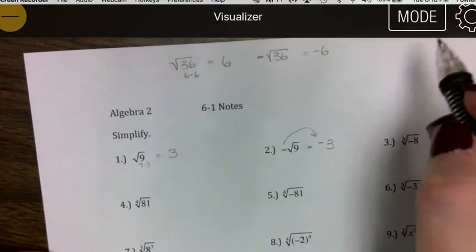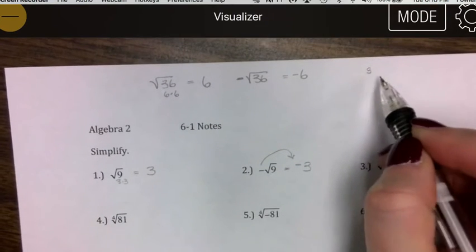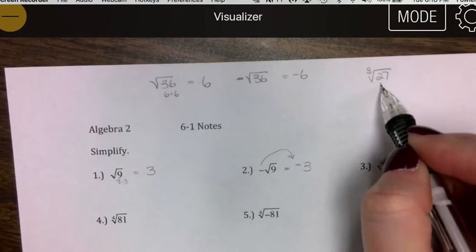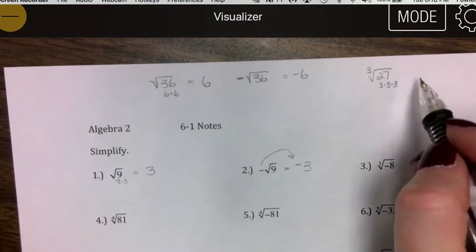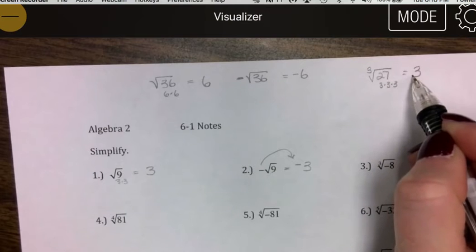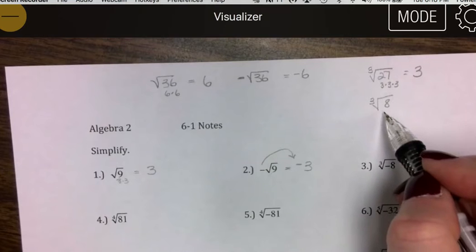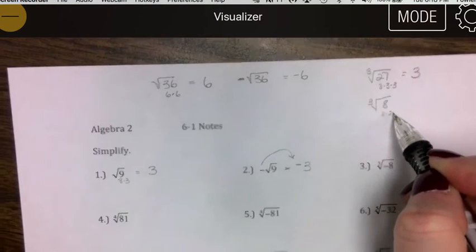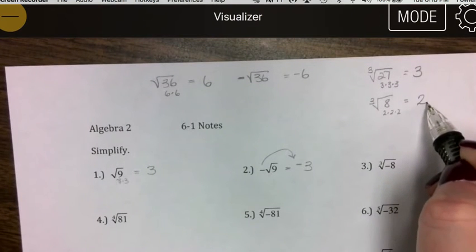When we get into cubed roots, if we have the cubed root of, let's say, 27, I have to think what times itself 3 times is going to give me 27 in order for it to be a perfect cubed root. So the cubed root of 27 is 3. For the cubed root of 8, I have to think what times itself 3 times will give me 8. That's 2 times 2 times 2, so the cubed root of 8 is 2.